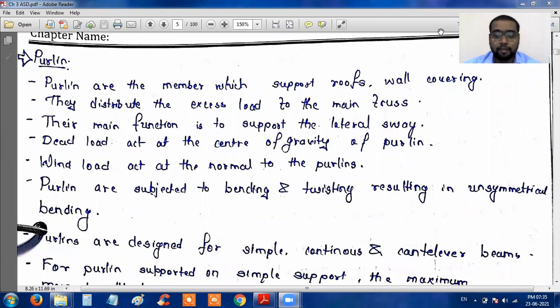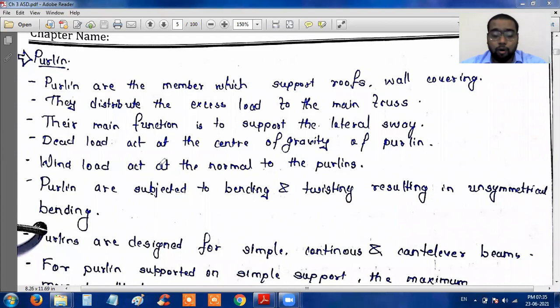Good morning, friends. Welcome back to the lecture of ASD. Today we will discuss the purlins and the design steps of purlin. First of all, what is purlin?